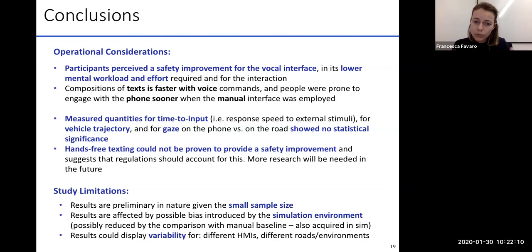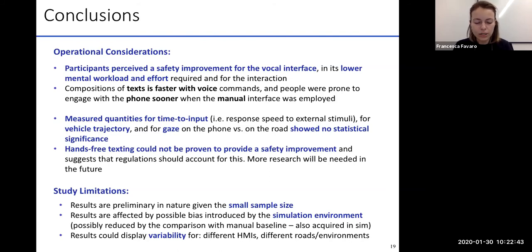Yet, while all of that is what you get when you ask people, and they say vocal was much better, when you look at the engineering side of things, which is the measured quantities, like what was actually happening in terms of both the person and the car, the time to input, response to external stimuli, the vehicle trajectory, the gaze tracking, we could not find any statistical significance. What does this mean? It means that it's very intuitive to bring forward something like a hands-free regulation, but we couldn't prove that there's a safety improvement. We could not prove that there was any statistical difference.